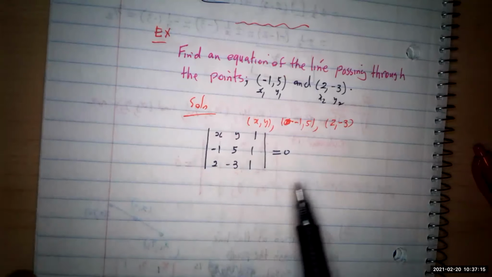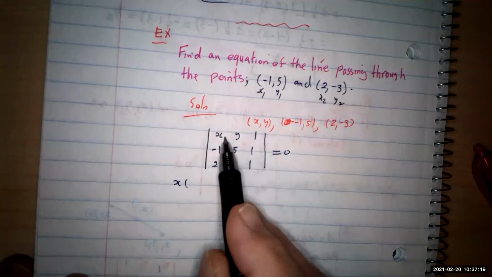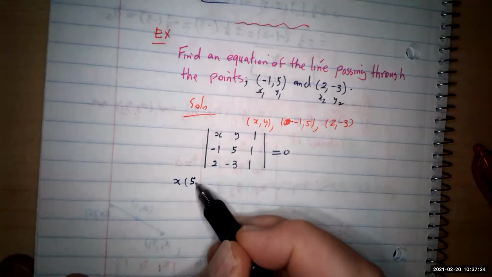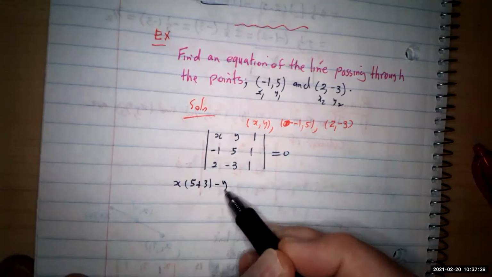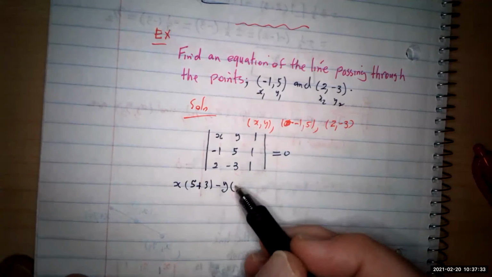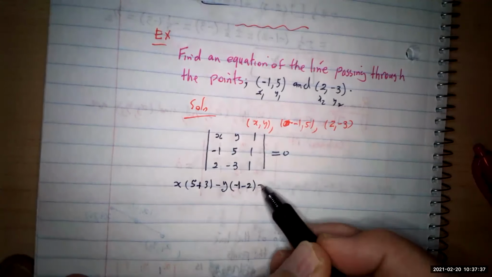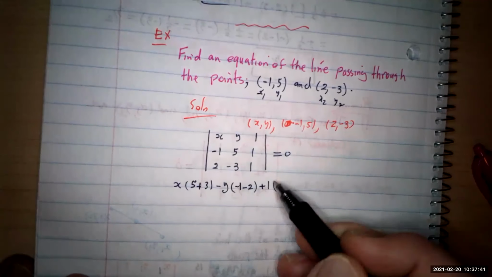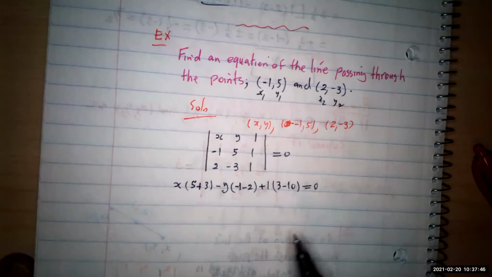Find the determinant, let it equal 0. The first row, x times, delete the first row, first column. It's going to be 5 minus -3, going to be +3, minus y times, delete the first row, second column, that gives you -1 minus 2, and it's going to be +1. You eliminate the first row and the last column. That gives you 3 minus 10 equal to the 0.